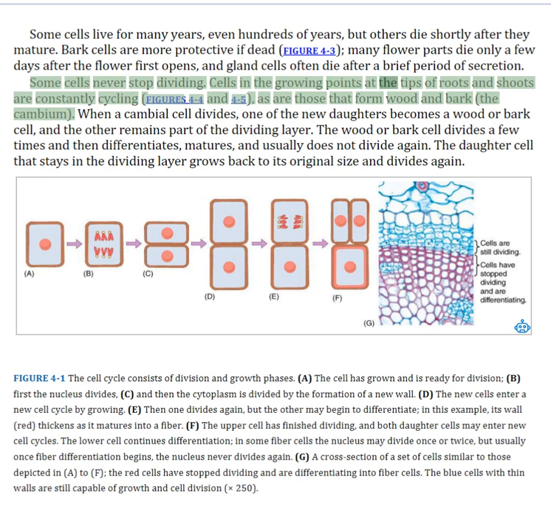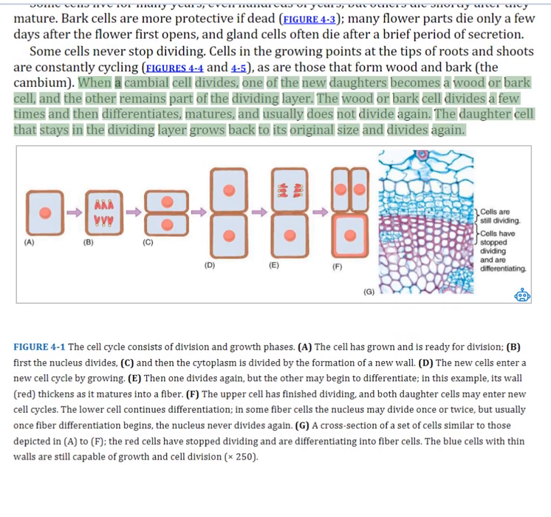Cells in the growing points at the tips of roots and shoots are constantly cycling, as are those that form wood and bark. When a cambial cell divides, one of the new daughters becomes a wood or bark cell, and the other remains part of the dividing layer. The wood or bark cell divides a few times and then differentiates, matures, and usually does not divide again. The daughter cell that stays in the dividing layer grows back to its original size and divides again.